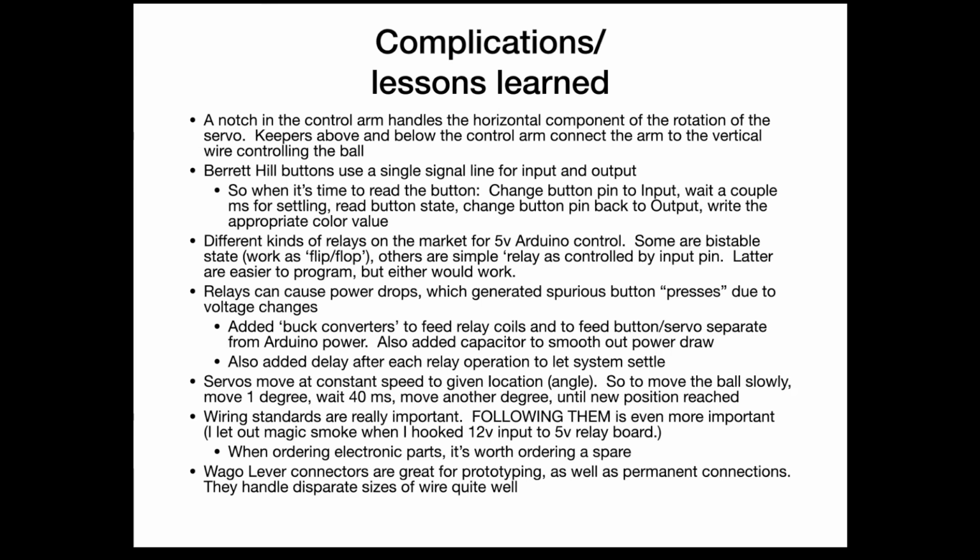I went overboard, but it was a good thing. I had, I think, extras of everything, and I ended up needing an extra relay board. And somehow I think I messed up one of the Barrett Hill buttons. I have to replace that. And I mentioned those Wago lever connectors. Those are used all through my layout for any time I have to do a connection that I might have to undo.